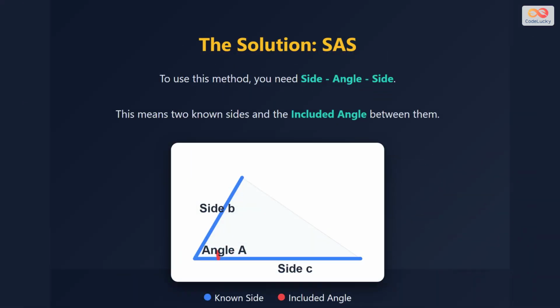The solution lies in a specific setup known as side-angle-side, or SAS. This method works whenever you know the lengths of two sides of a triangle and the measure of the angle strictly between those two sides. We call this the included angle. If you have this information, you can calculate the area directly.